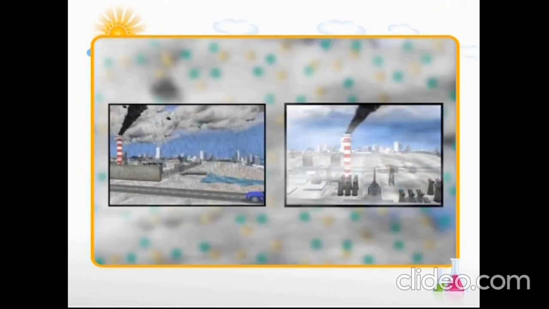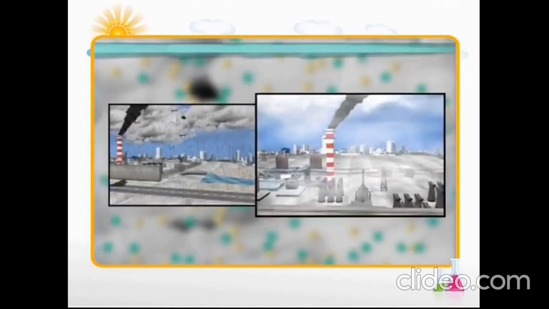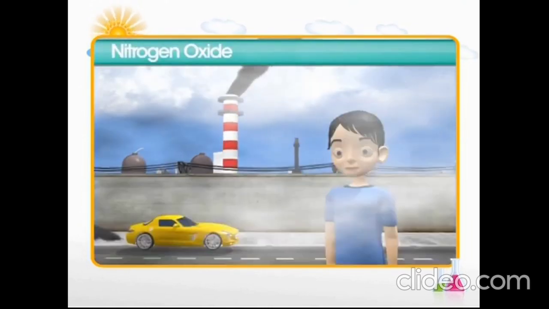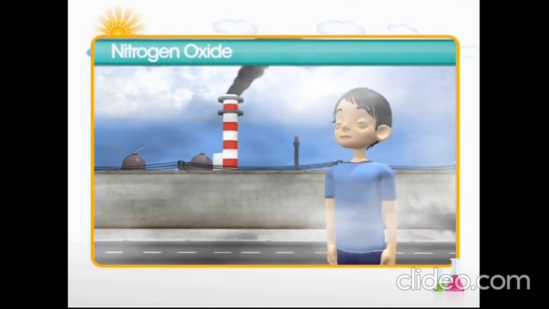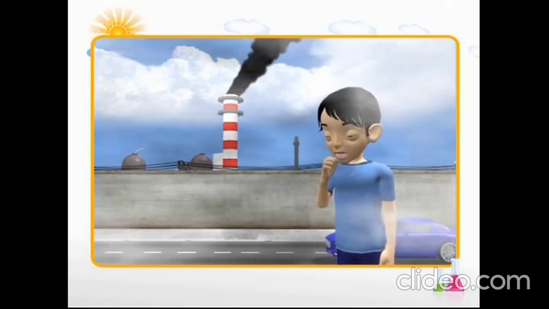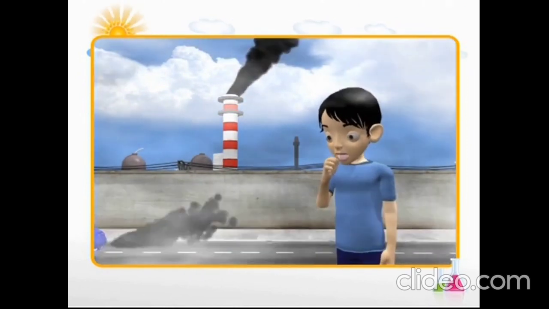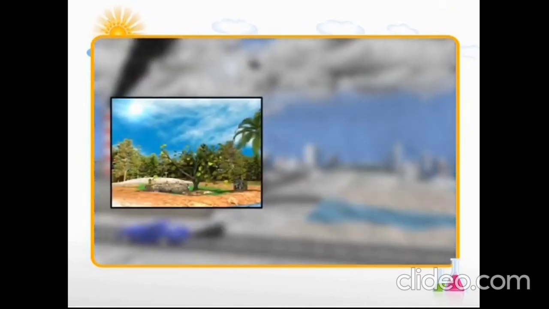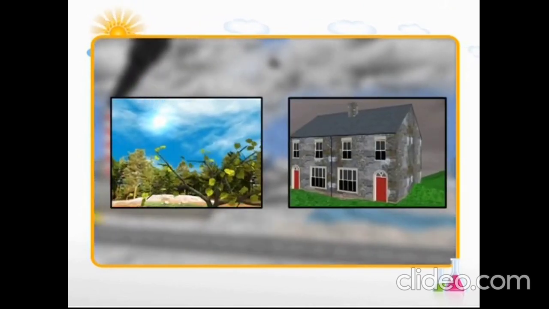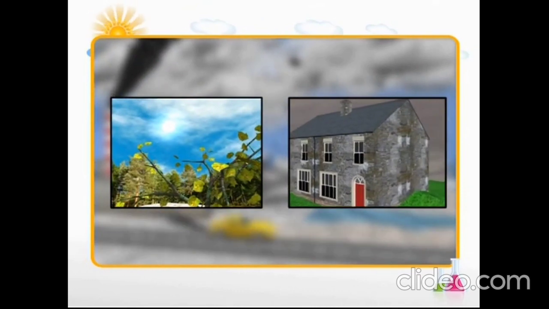Nitrogen oxides are mainly responsible for smog and acid rain. Smog causes breathing difficulties, particularly for asthmatics, coughing in children, and other illnesses of the respiratory tract. Acid rain not only poses health threats, but also damages buildings and harms vegetation.